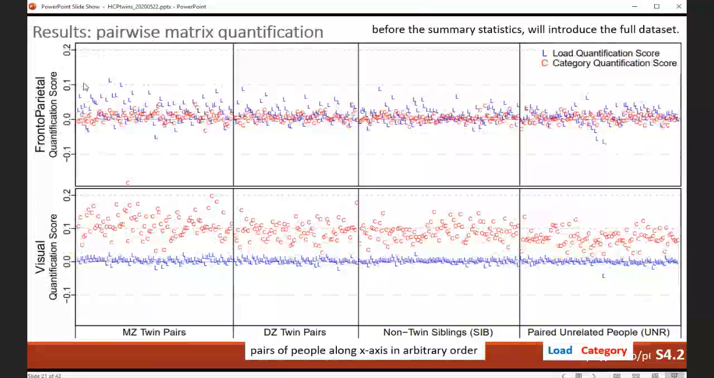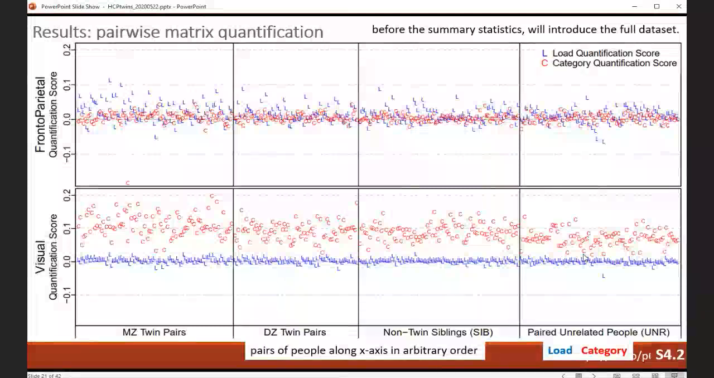Okay, so these are the quantification scores. And as you can see, it has the load and the category. So these blue L's are for the load. And if you just kind of squint at it, you can tell that in visual, these load quantification scores are all flat at 0 pretty much. There's nothing going on.